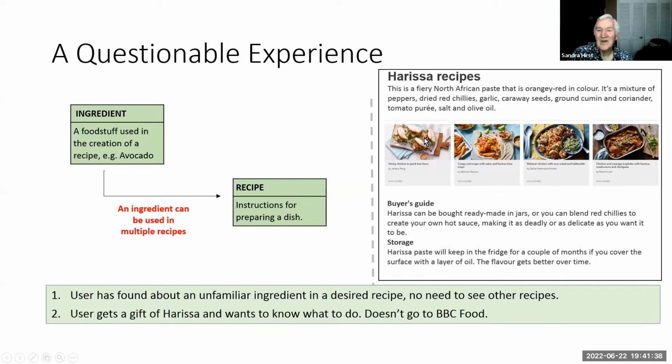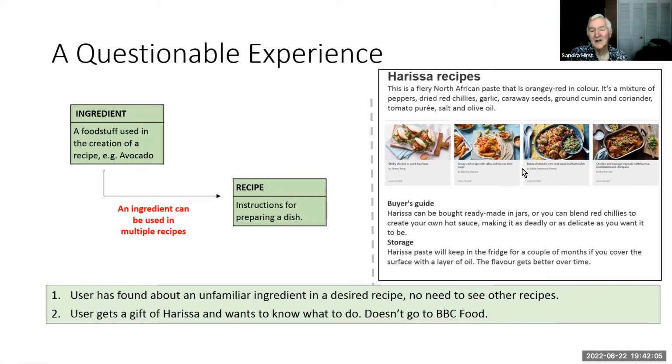So again, in the real page, there's not just one line of recipes, but there are several lines of recipes going way beyond the fold. And then finally, the useful stuff about the buyer's guide and storage. I would say that this user has come from a recipe that he knows and wants to make and just wants to find out a little bit about harissa. He doesn't want other recipes. So there's no need to see the recipes.